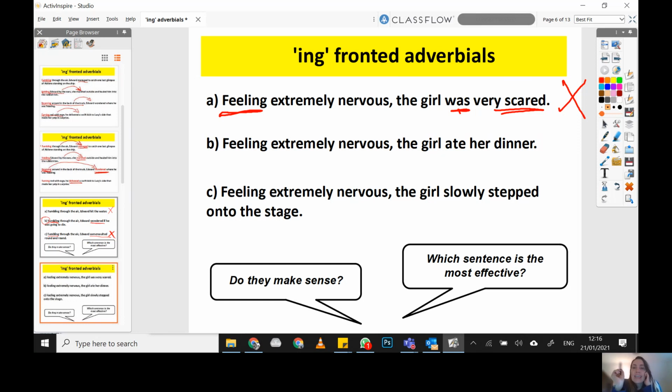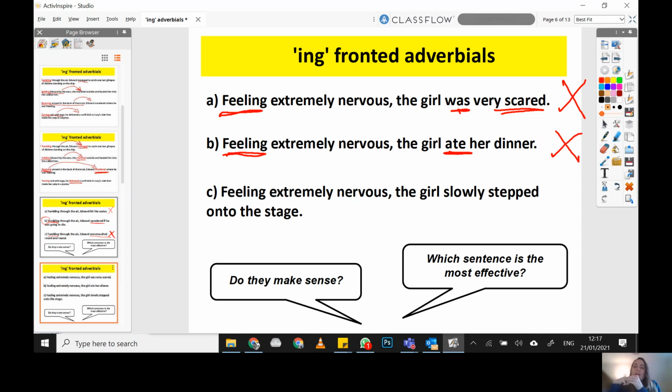Feeling extremely nervous, the girl ate her dinner. Let me find the verbs. I've got she's feeling something and she is eating. So, does it make sense? Feeling extremely nervous, the girl ate dinner. Well, unless that dinner's been poisoned, it doesn't make sense to really be scared to eat your dinner. So it's not really an effective sentence. So I'd say that's absolutely not the right one. Let's read the last one.